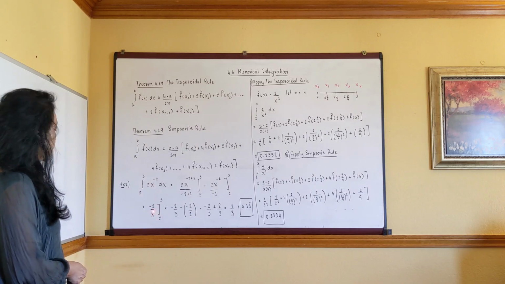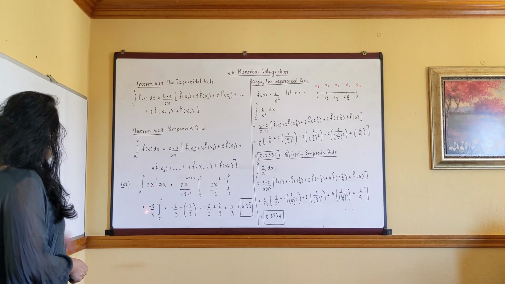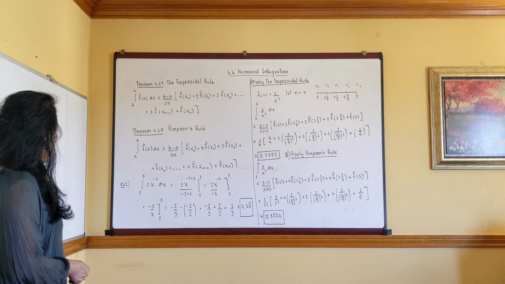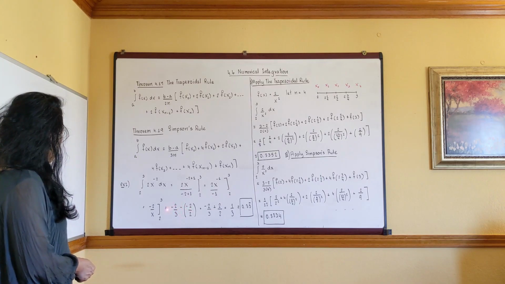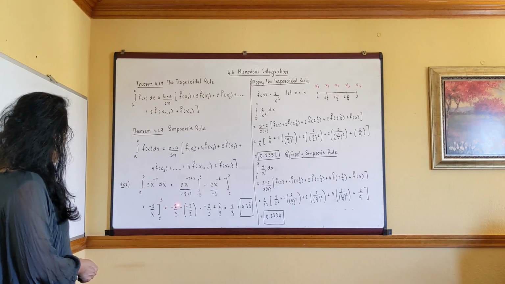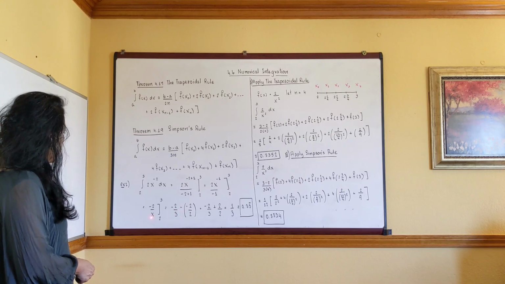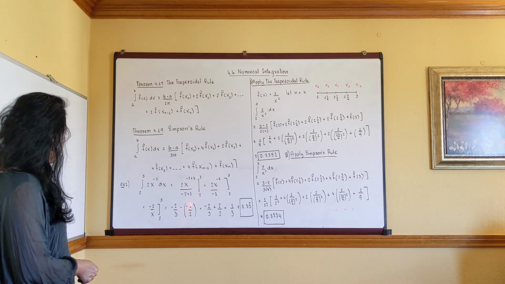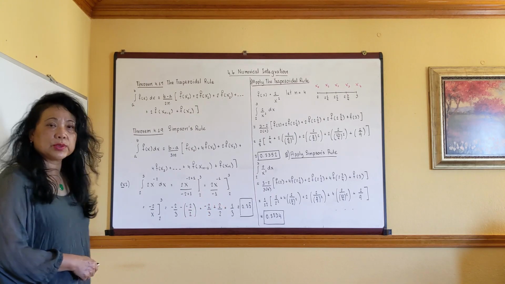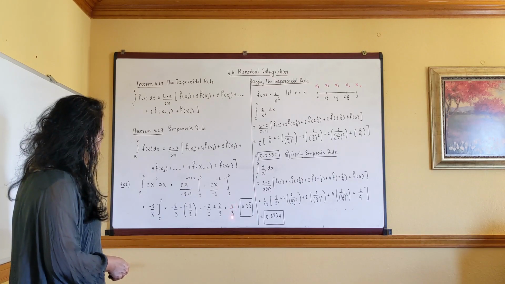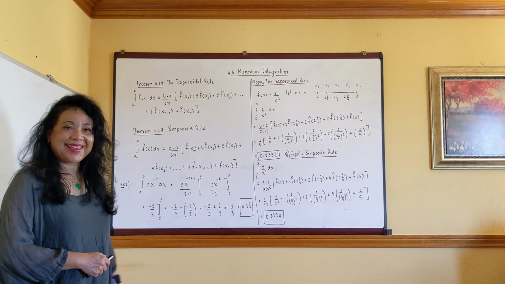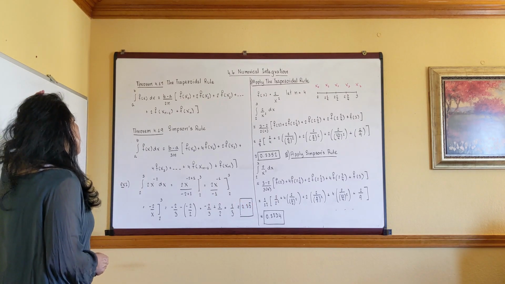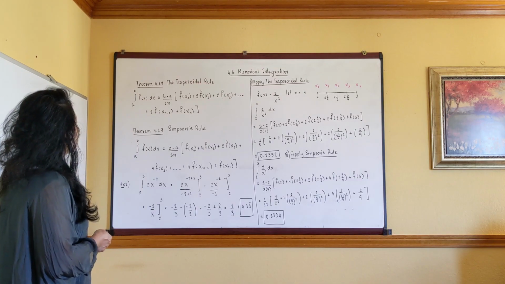Now, I rewrite a little bit. So I rewrite it as negative 2 over x, and then I substitute the lower and upper limit in. Substitute 3 in here, I have negative 2 over 3, minus, substitute 2 in here, I have negative 2 over 2, which is negative 2 over 3, plus 2 over 2. If you simplify this, it's 1/3, or approximately 0.3333.